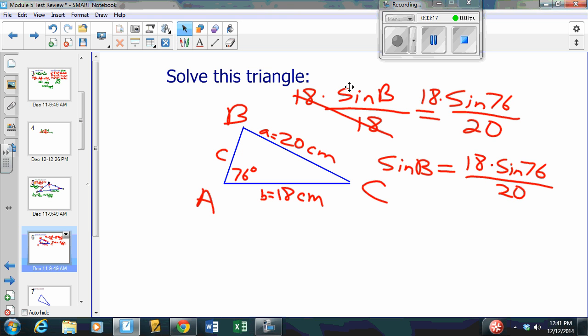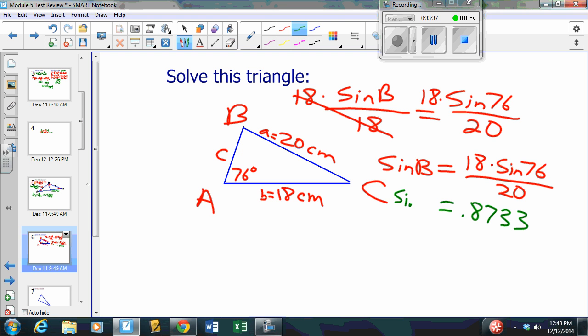Everybody put sine of 76 divided by 20 in your calculator. Tell me what you get. What'd you guys get? 0.87, what? Give it to 4 decimal places. Okay. I know some of you probably thought you got the wrong answer because you got 0.87, right? And we're looking for an angle measurement. Why did we get 0.87? Because that's not angle B, that's the sine of angle B, right?